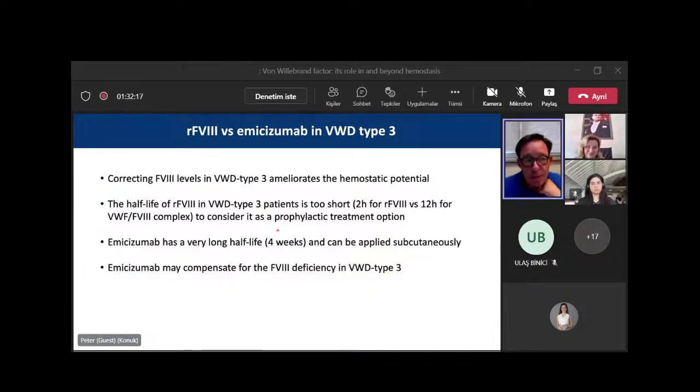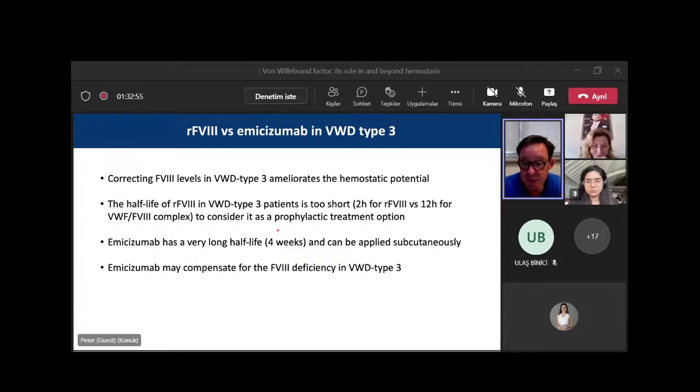So, if factor VIII is correcting the hemostatic potential in these patients, you can think, hey, why are we not giving those patients just factor VIII as a prophylaxis? But of course that will not work, because the half-life of factor VIII is way too short to think of it as a prophylactic treatment approach, because the half-life is only 2 hours when you have no VWF. And there is where emicizumab comes back in the picture, because emicizumab has a very long half-life of about 4 weeks. It can be given subcutaneously.